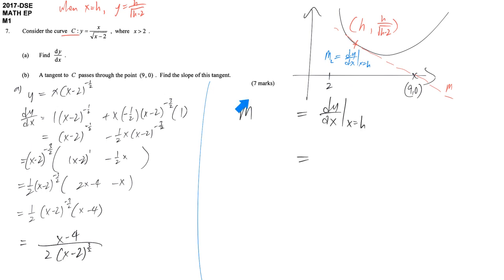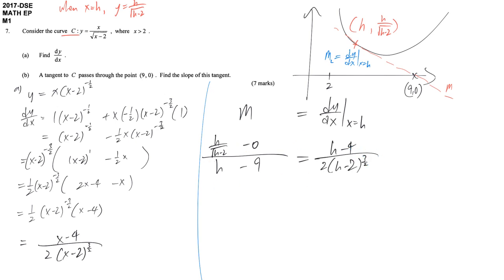So on the left hand side, we focus on the straight line. It passes through these 2 points. So the slope is the y difference, minus 0, over the x difference. I express it in terms of h. At the same time, on the right hand side, we have dy/dx. We have the slope at different points, but we are considering a single point, that means the point of contact. We have (h minus 4) over 2 times (h minus 2) to the power of 3 over 2.